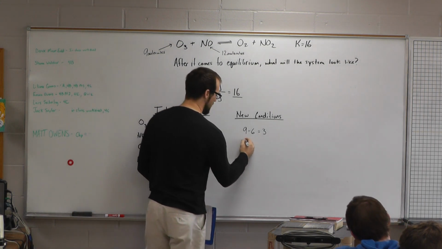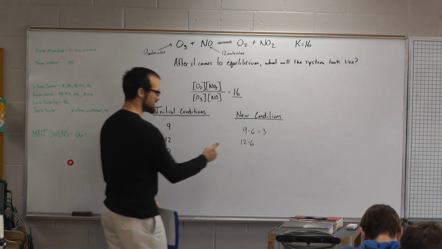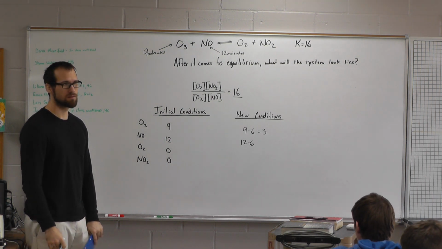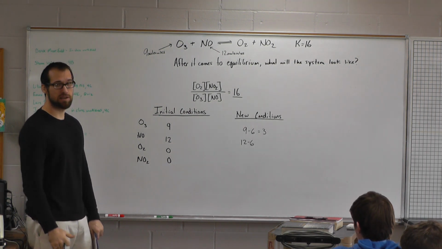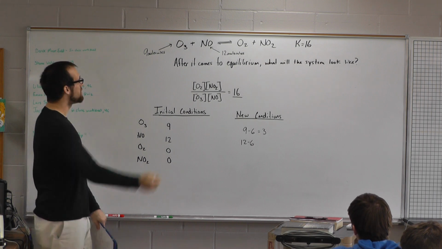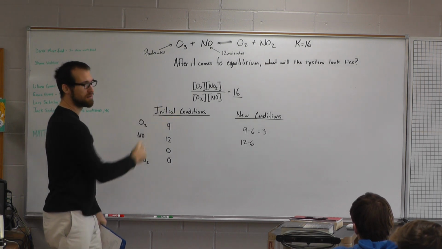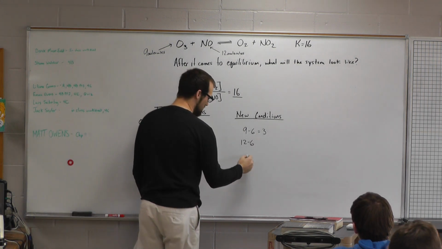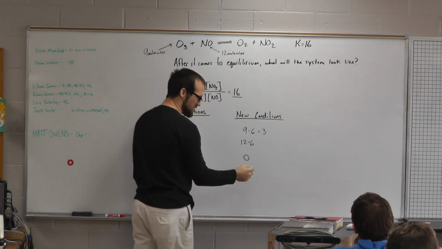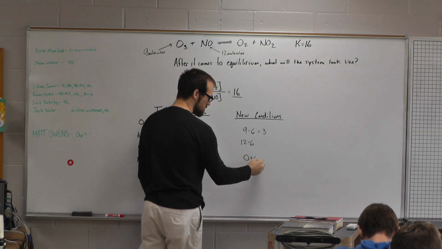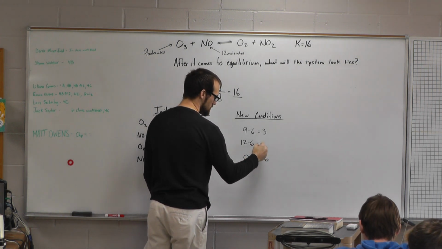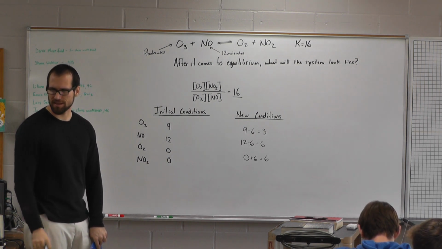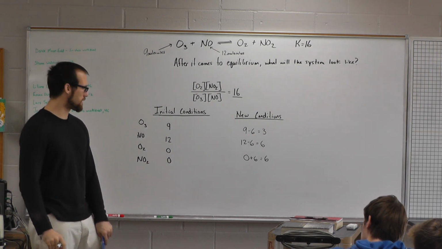Started with 12, I reacted 6. Why 6? Because it's a 1-to-1 ratio. If that was 2 O2, that would be 12. That makes sense? And I started with 0, and I add 6. Why am I adding 6 here? Because it's being produced, okay?